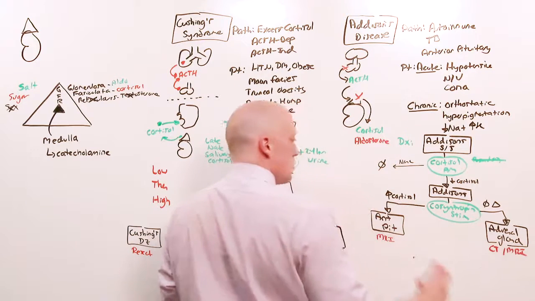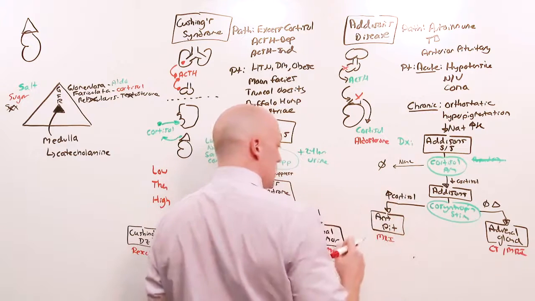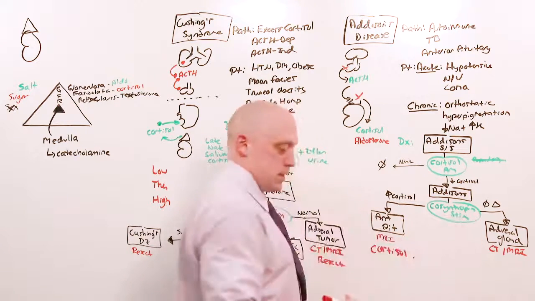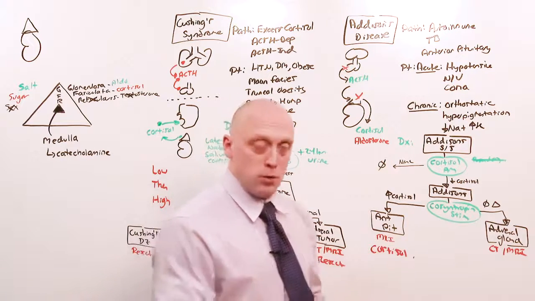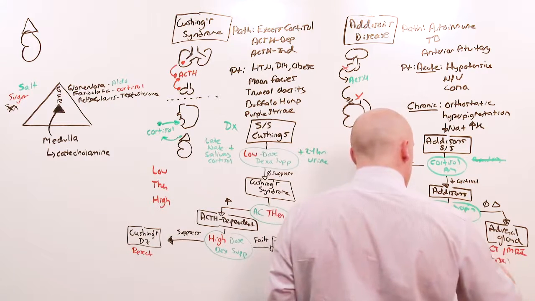And the reason why this is important is because if it is a problem with the anterior pituitary, the adrenal gland is still intact. All you need to do is replace cortisol. But if the adrenal gland is lost, you've lost both cortisol and aldosterone, you'll need to replace both. To replace both, you have to give cortisol and fludrocortisone.